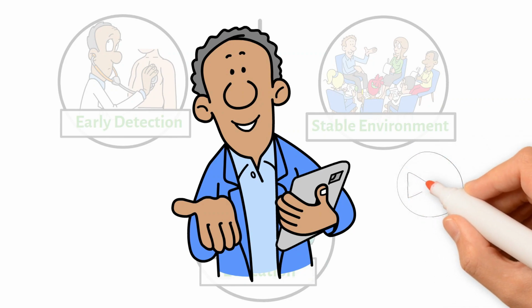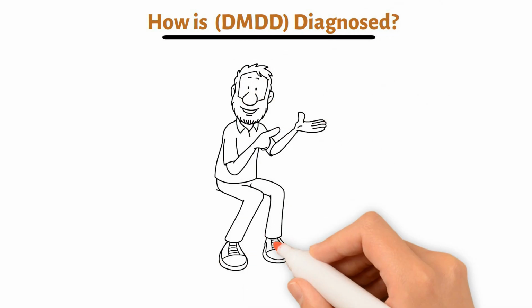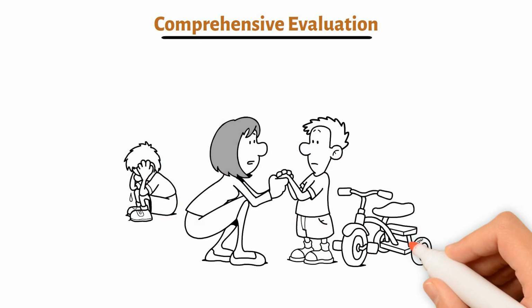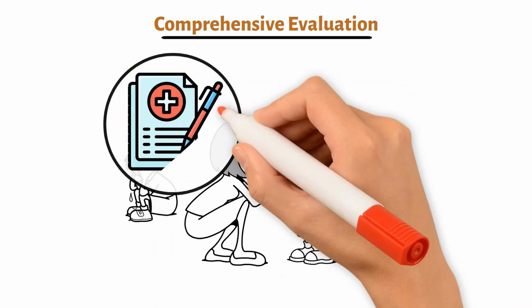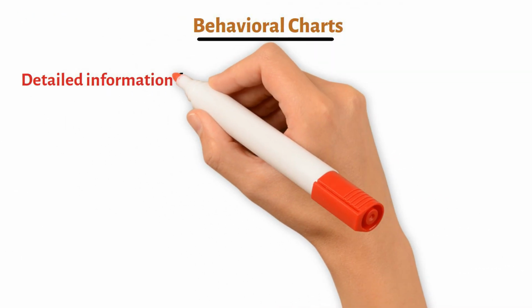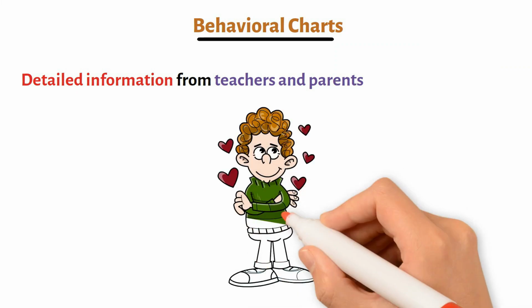Now let's look at the next points and understand how its diagnosis is done. There are specific ways to diagnose it, such as comprehensive evaluation. This is based not only on the child's present behaviors, but also on their history and family history. Next, behavioral charts. Detailed information from teachers and parents helps understand the child's mood and behavior patterns.